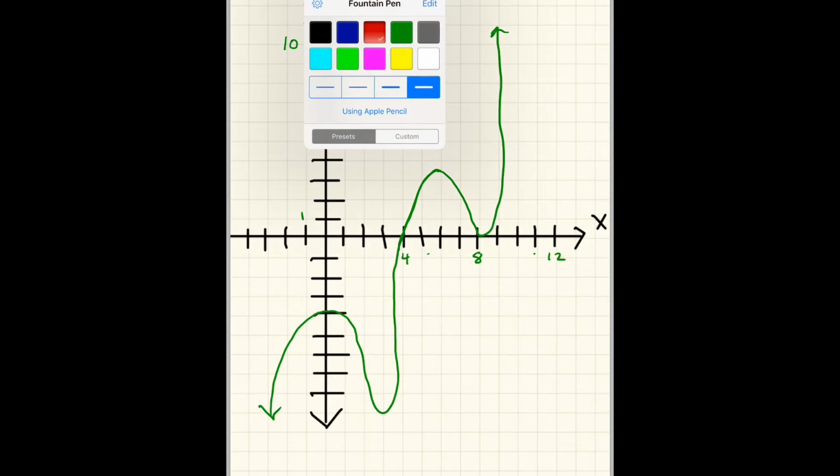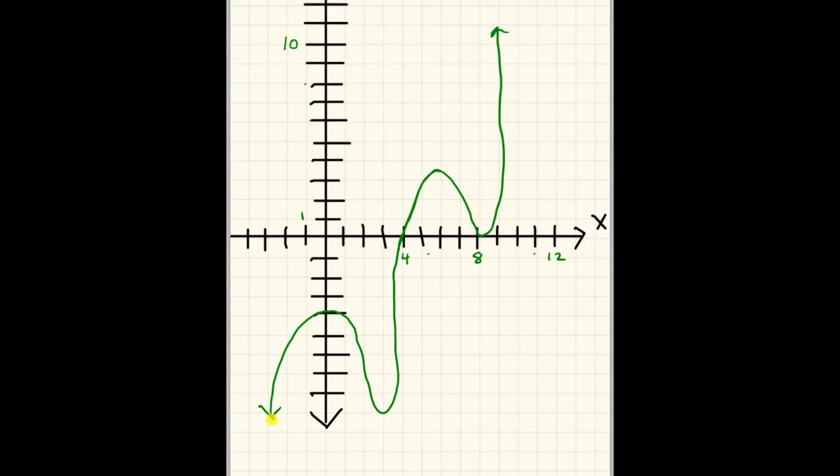I'm going to try my best to trace over this in a highlighter. It just goes without ever picking up our pen. It's continuous, okay? So this is actually important because if we notice this in any of our graphs, then we know the limit will always exist at any x values.